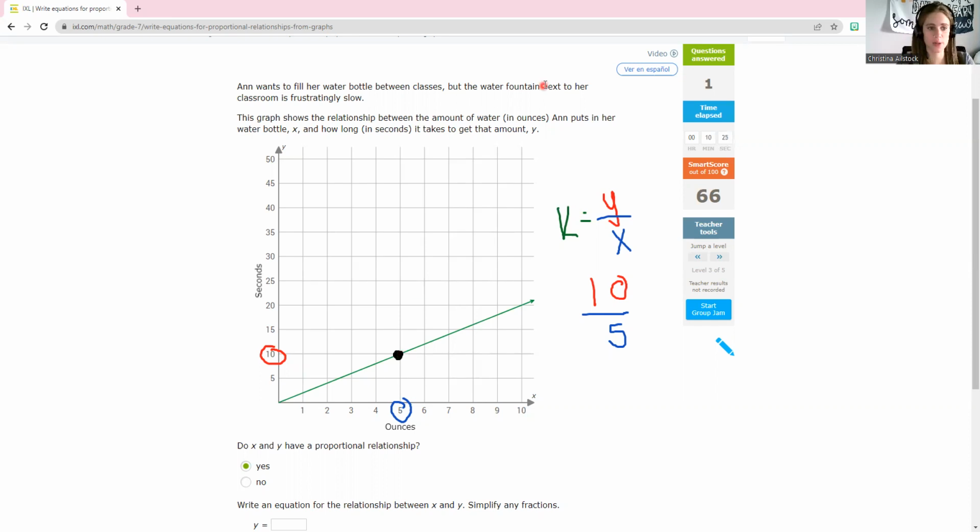All right, but if we get back to it, we have a fraction here, 10 over 5. Our directions tell us to simplify any fractions. That's easy enough. 10 divided by 5 is 2. Meaning our equation is y equals 2x.